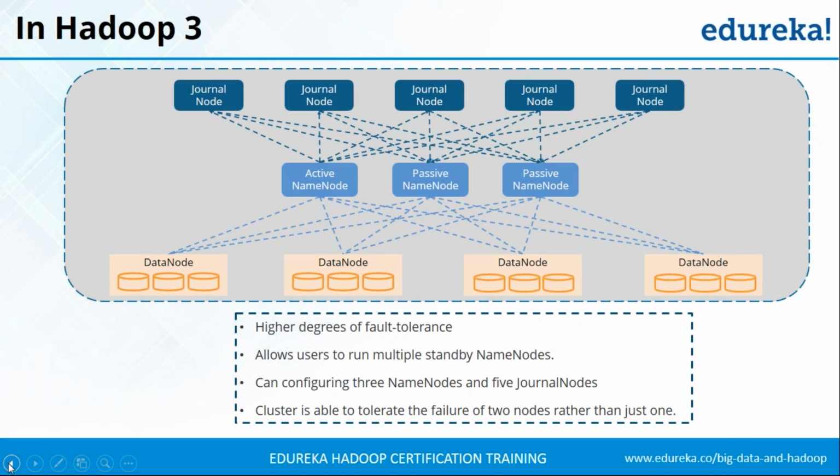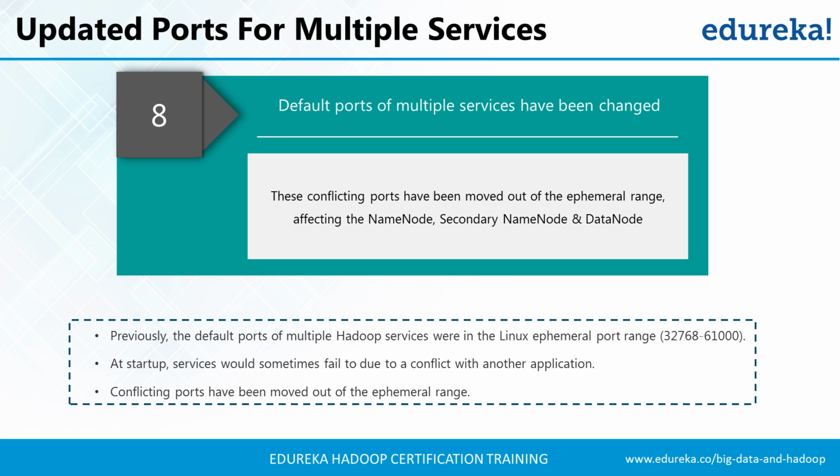Next up, we'll see what all ports have been changed in Hadoop 3. So previously, the default ports of multiple Hadoop services were actually there in the Linux ephemeral ports range between 32768 to 61000.